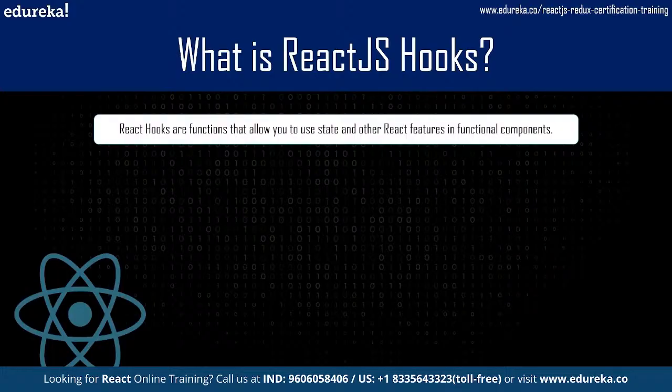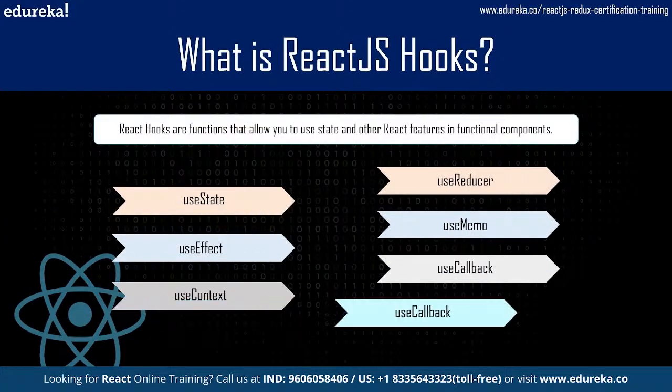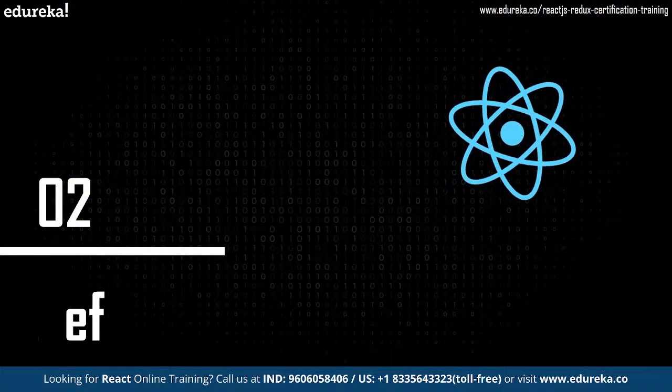Here, the most commonly used hooks are useState, useEffect, and useContext. So these are considered more important or most useful hooks. Other than this, we will also explore some of the additional hooks too, for example, useReducer, useMemo, useCallback, and useLayoutEffect. So these are the hooks that we will be exploring in this session. We will see each of them in detail right now. Before that, we will see what actually the hooks are.